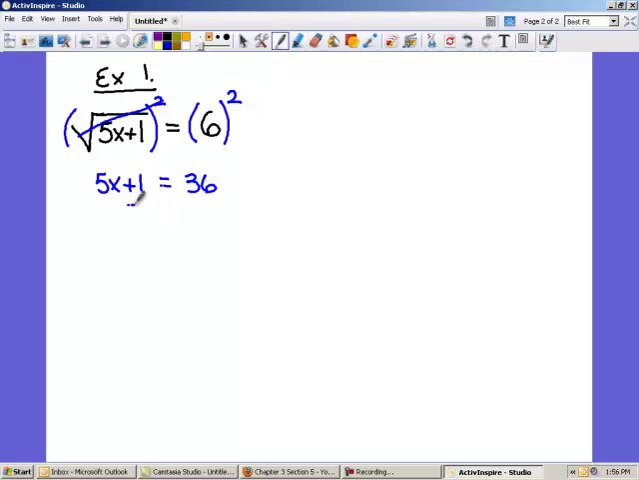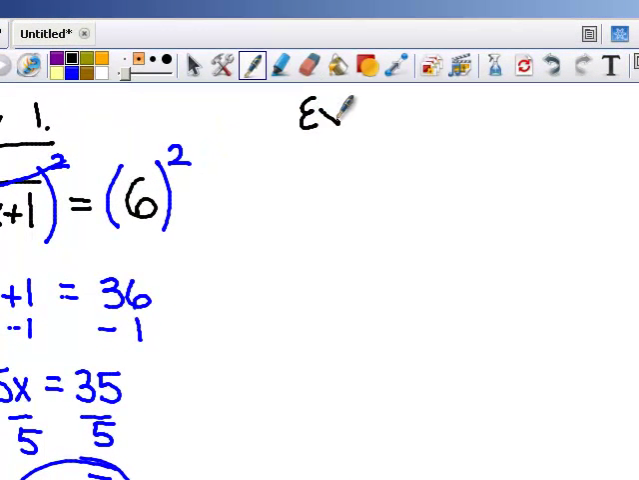Now we're going to subtract 1. And divide by 5. There's your answer. Example 2.